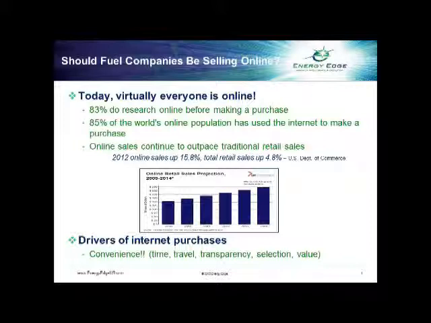What drives these internet purchases, quite simply in one word, is convenience. And convenience manifests itself in a variety of different ways to different customers. In some cases, it's the savings of time.